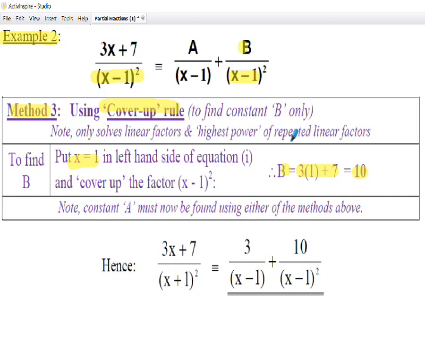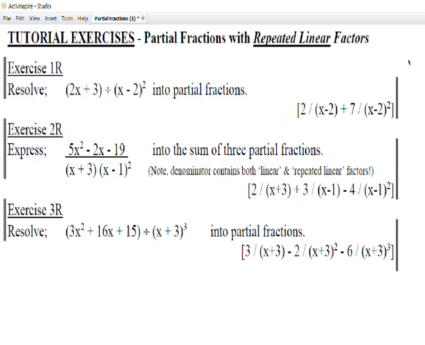I cannot use the Coverup rule to find constant a, I must use one of the other methods to do that. So the solution here is that 3x plus 7 over x minus 1 all squared, our original function given, we've shown is now 3 over x minus 1 plus 10 over x minus 1 squared in terms of partial fractions.